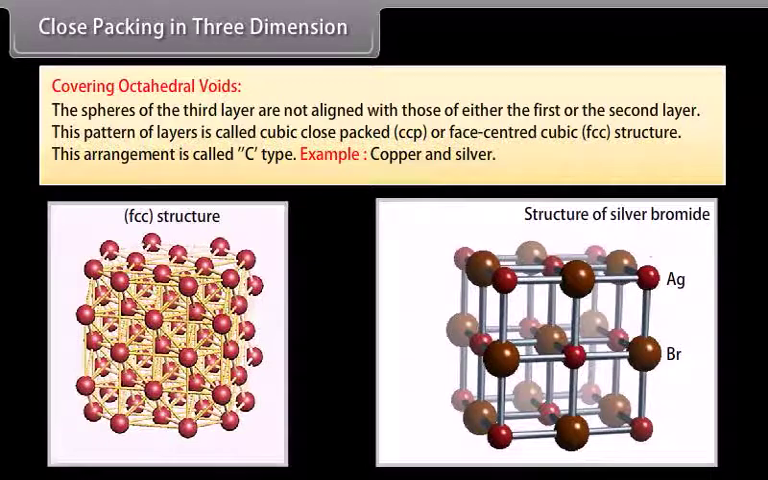The spheres of the third layer are not aligned with those of either the first or the second layer. This pattern of layers is called cubic close-packed CCP or face-centered cubic FCC structure. This arrangement is called C-type. Example, copper and silver.